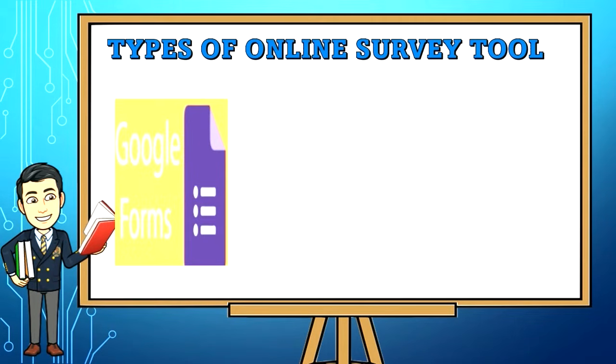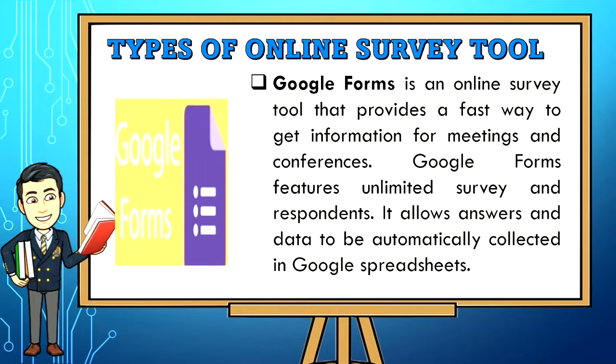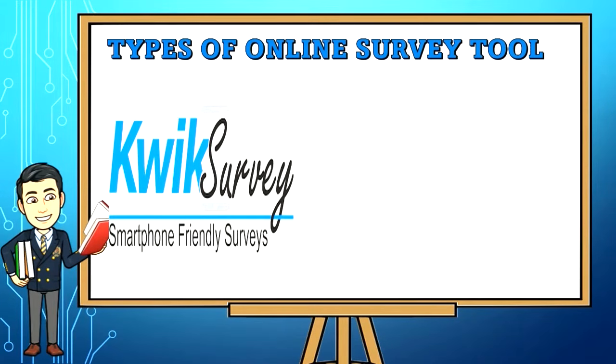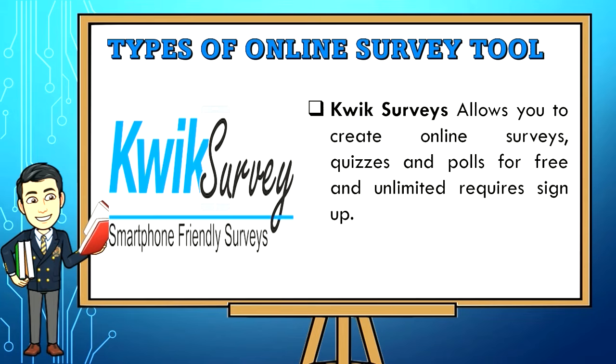3. Google Forms is an online survey tool that provides a fast way to get information for meetings and conferences. Google Forms features unlimited surveys and respondents. It allows answers and data to be automatically collected in Google spreadsheets. Images and videos can also be added. The survey may be embedded into emails or websites. 4. Quick Surveys allows you to create online surveys, quizzes, and polls for free, and unlimited responses.